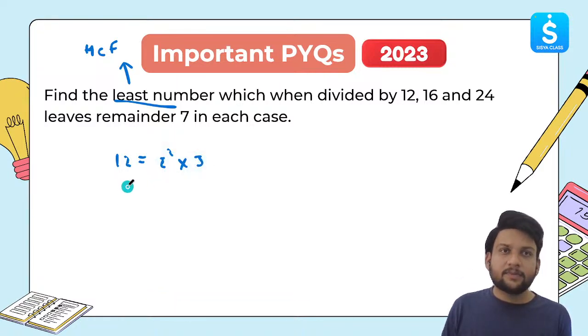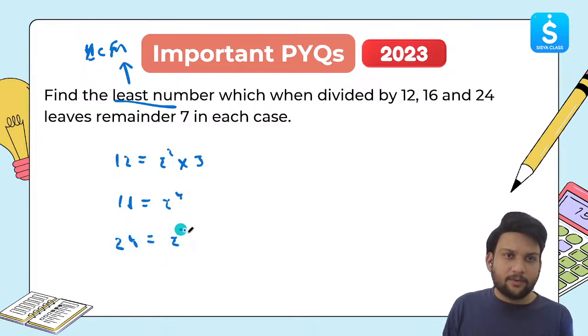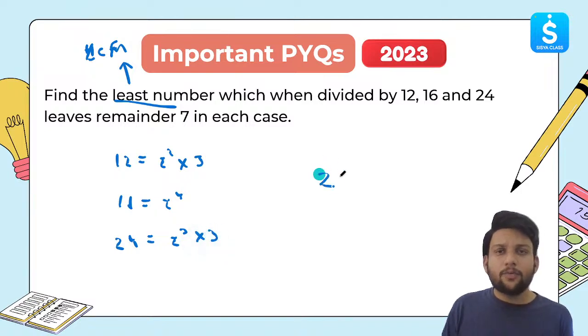Next, I have 16. I will write it as 2 to the power 4. Whenever in this case, we have to find LCM. Apologies. And if we have 24, I can write this as 2 cubed times 3. Next, I will just write 2. What is the highest power? 4. And 3 has nothing but 3. So 2 to the power 4 is 16, times 3, we will get 48.